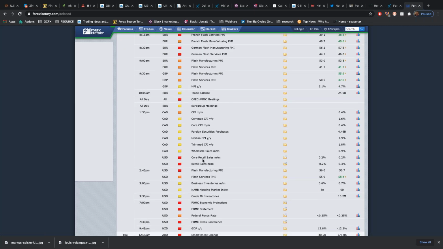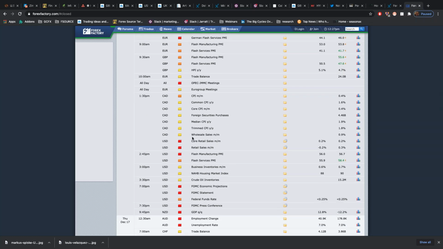Retail sales. Now, the US consumer, about 70% of all of the US's GDP is driven by its consumer. So retail sales are very important. So retail sales have the ability to move sentiment.